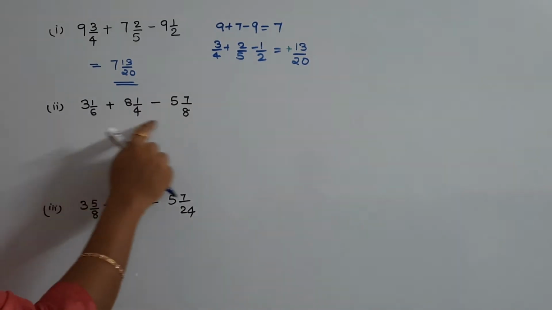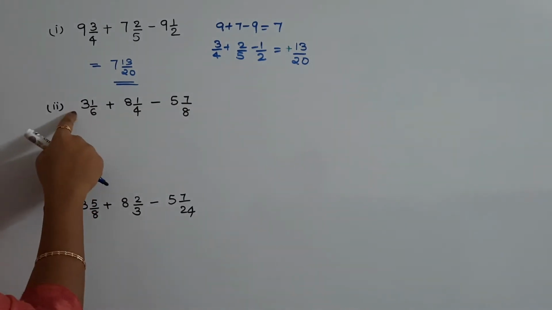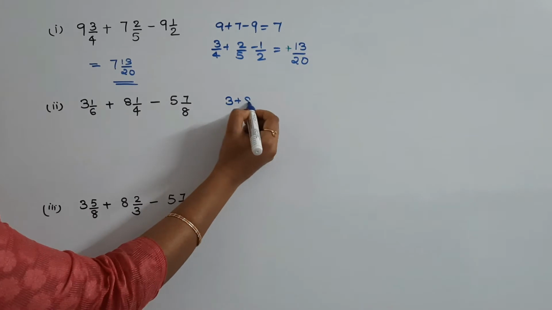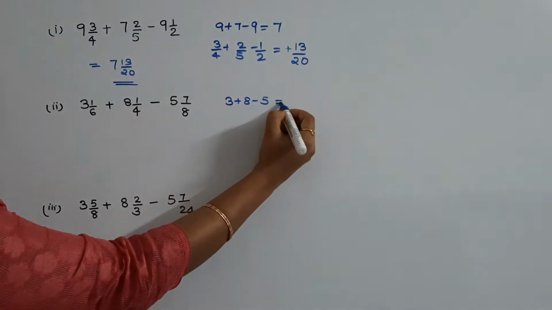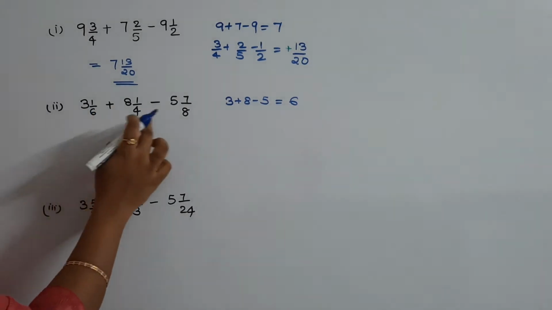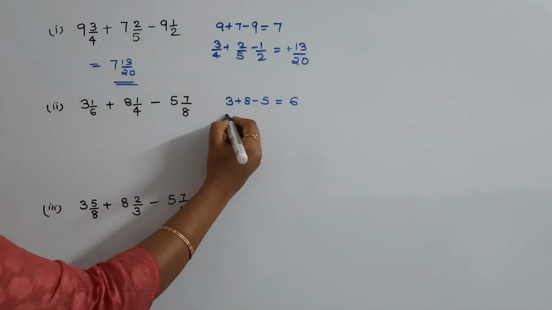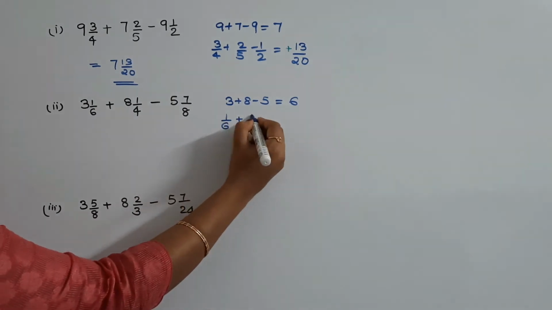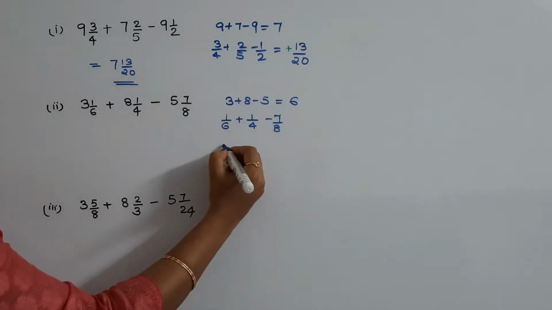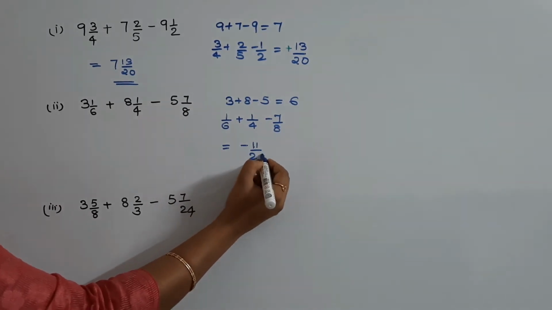When you are solving this problem also, first you need to consider the whole number part. That is 3 plus 8 minus 5, which is equal to 6. Now, you need to do the addition or subtraction for the fraction part. That is 1/6 plus 1/4 minus 7/8. On solving this, you will get minus 11/24.